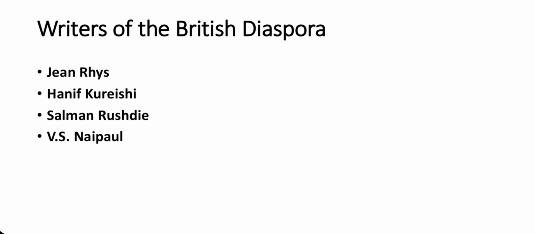Next is Hanif Kureishi, known for The Buddha of Suburbia. He focuses on issues of race and identity in multicultural Britain. Next is Salman Rushdie, a towering figure. Rushdie's Midnight's Children is a landmark in post-colonial literature. Next is V.S. Naipaul. His works like A House for Mr. Biswas delve into colonialism, displacement, and identity.